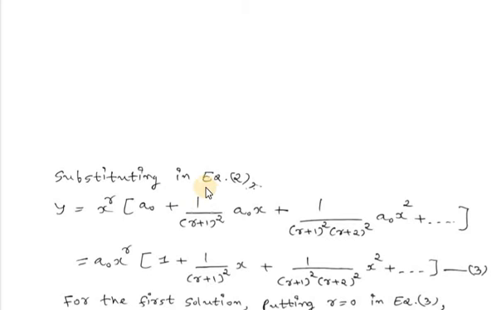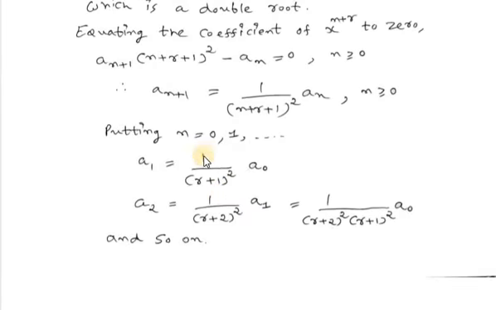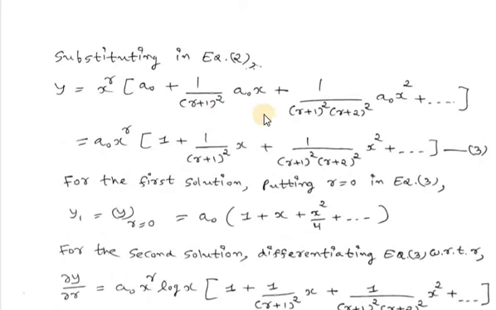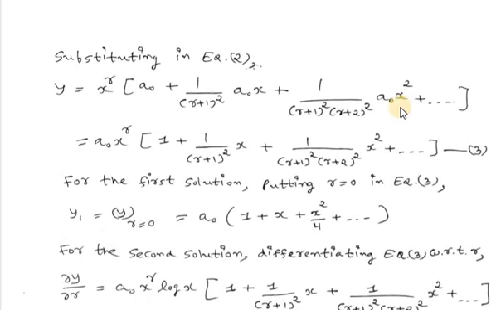Now substituting these values in equation number 2. Equation number 2 is y equals x raised to r into bracket a0 + a1 x + a2 x squared and so on. So x raised to r as it is, a0 as it is, plus this is the value of a1, right? The value of a1 is 1 over (r + 1) the whole squared into a0. That is this one, okay? Plus this is the value of a2. And the value of a2 is 1 over (r + 2) the whole squared into (r + 1) the whole squared into a0 into x squared plus so on.